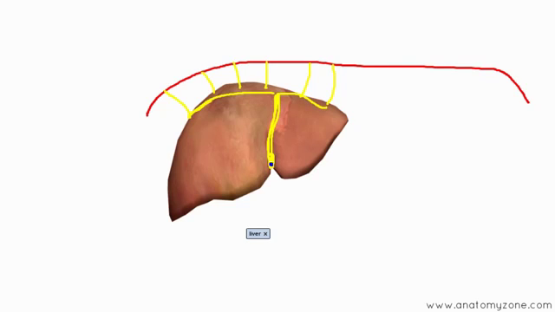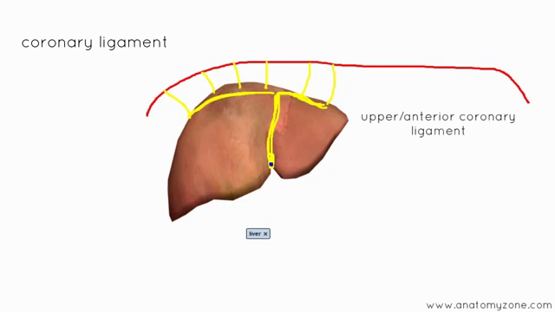So this ligament here is called the coronary ligament, and you've got upper and lower coronary ligaments. This one here is the upper coronary ligament. You'll be able to see the lower coronary ligament, or posterior coronary ligament, on the posterior surface of the liver. Where the anterior and posterior coronary ligaments meet, you get the triangular ligament. So on this side is the left triangular ligament, and on the other side you've got the right triangular ligament where the upper and lower coronary ligaments meet.